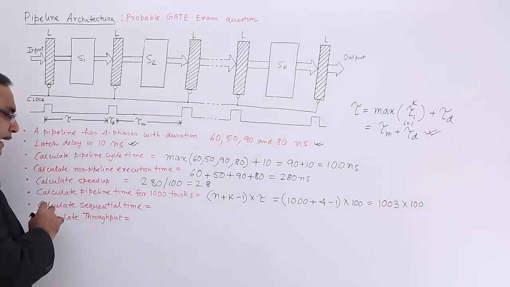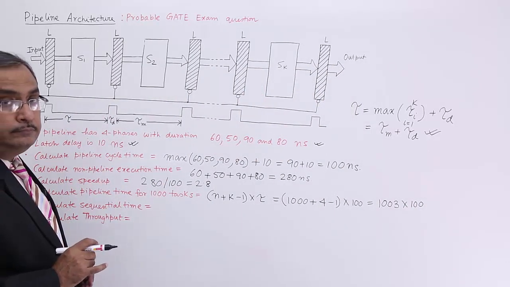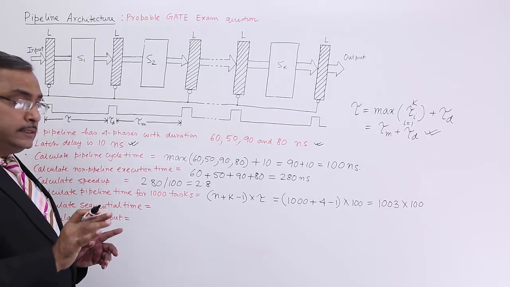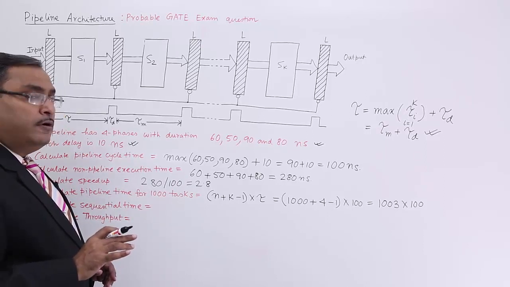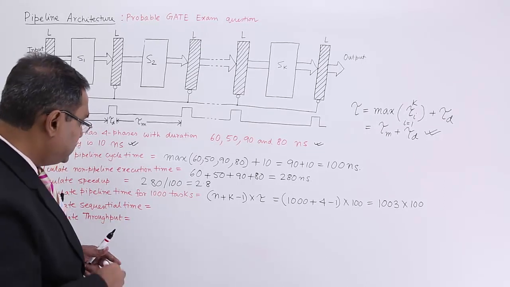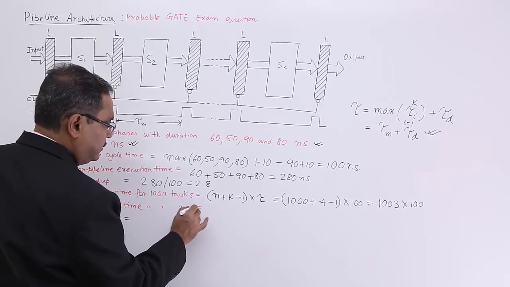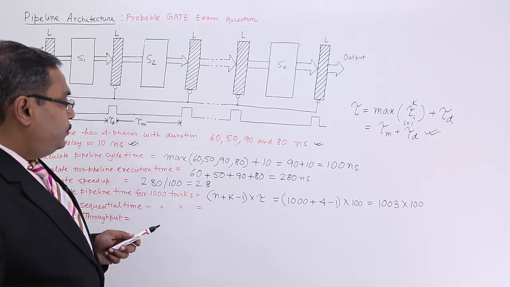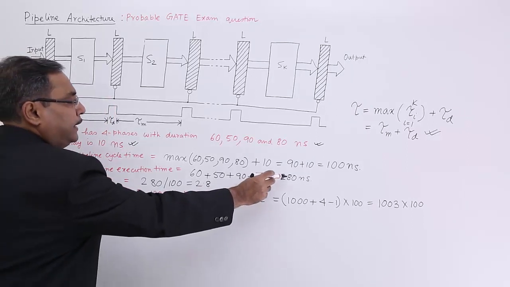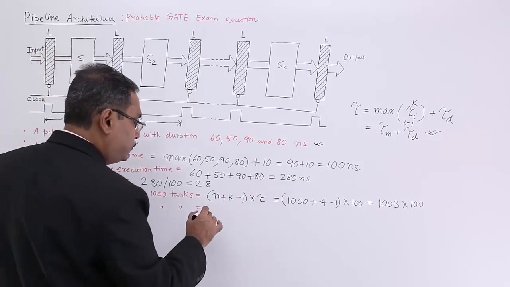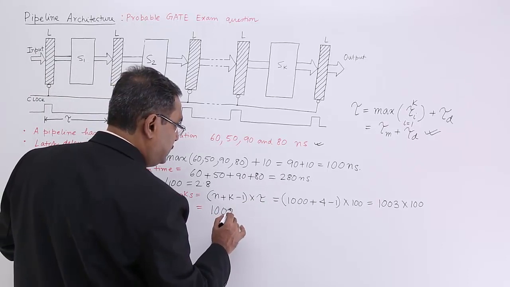Okay. Calculate the sequential time for 1000 tasks. I am mentioning this explicitly for 1000 tasks. You know that to execute a single task, I require 280 nanosecond. So, for 1000 tasks, it will be this.